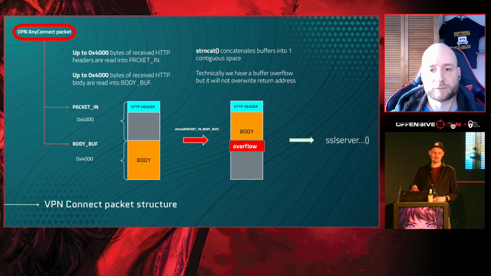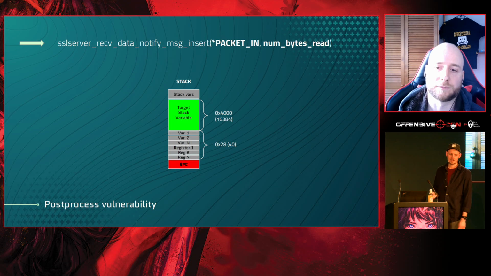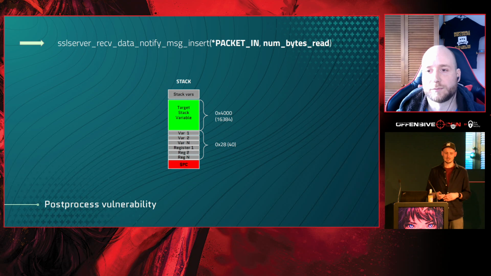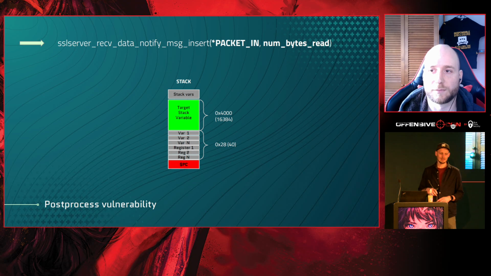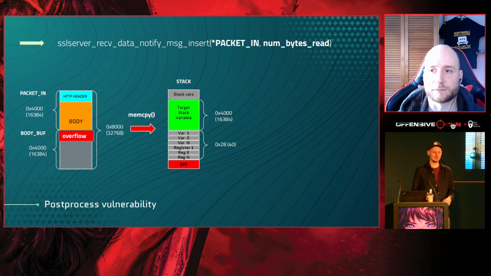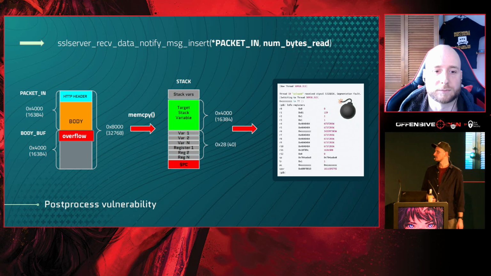This packet was picked up by the SSL server receive data notify message insert function, which takes 2 arguments: the pointer to the packet in buffer, where our data is already prepared, and control data, and the number of bytes read. It sets up its own stack variable buffer of 0x4000, and you can probably already see where it's going. There is a memcpy. You have much more data, up to 0x8000, that you try to fit into a 0x4000 buffer. You just overflow it and control the return address. So obviously what happens, you have a beautiful segmentation fault, and you move on to the exploitation part.